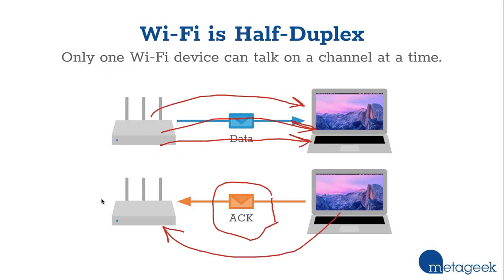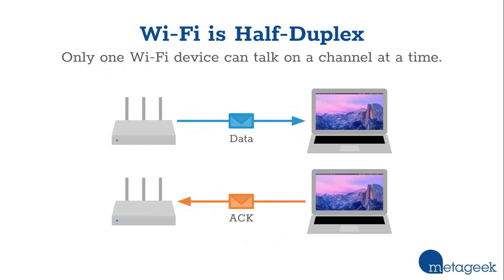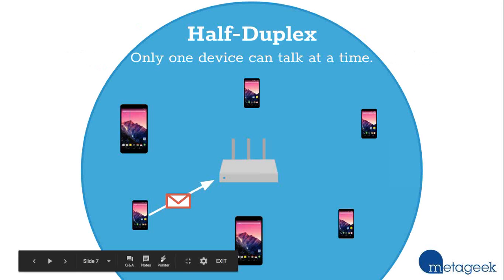So if you've ever had kids, or if you've ever been around kids, or maybe you've just seen some kids from a distance, you know that kids are a lot like Wi-Fi in this way. They will repeat themselves continually until you give them some kind of acknowledgement.